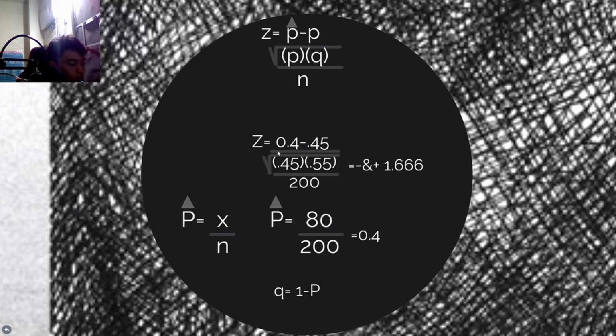And step 4, we are just going to use the same formulas again. So z is equal to 0.4 minus 0.45 over the square root of 0.45 times 0.55 over 200, which is equal to plus or minus 1.666. So it is two-tailed, therefore we are going to get the negative and the positive of the answer.